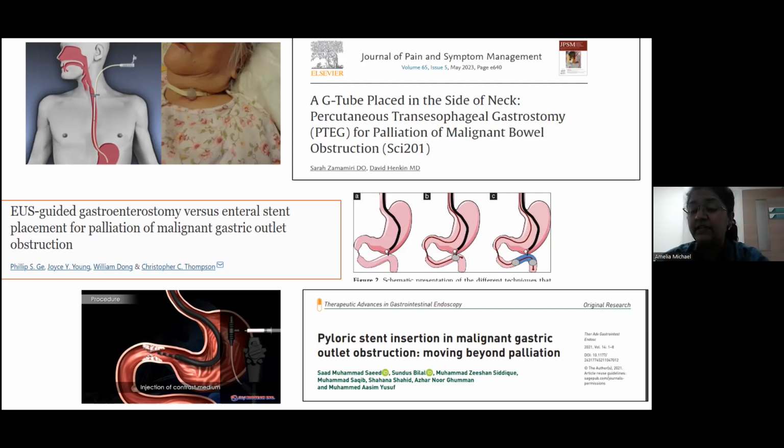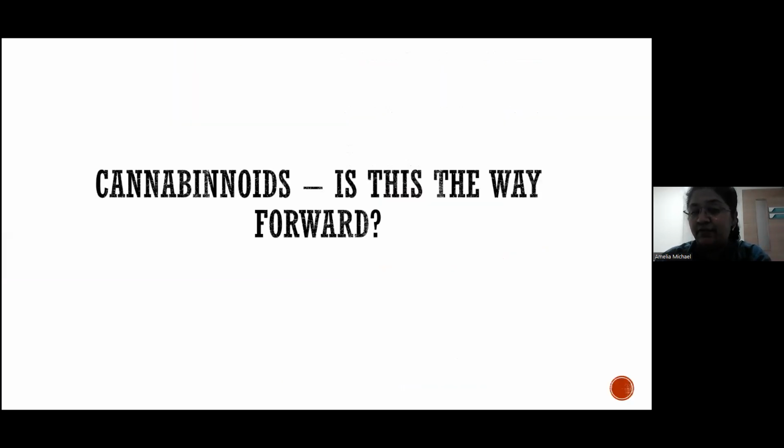The papers are here. Please do open it. It is easily accessible. Please read through them. I can't present everything here.